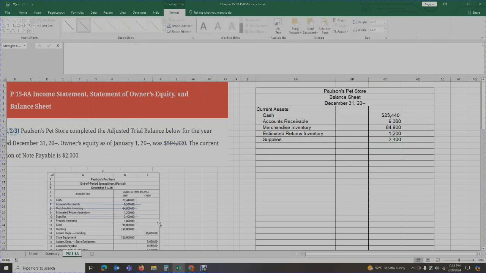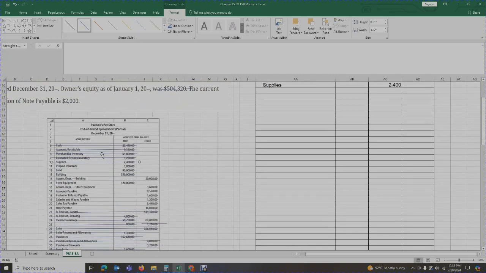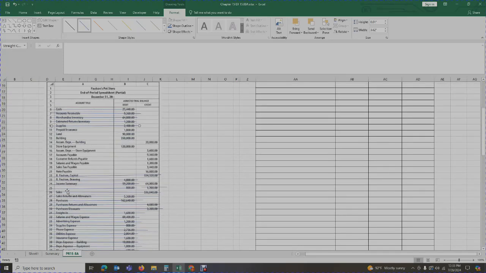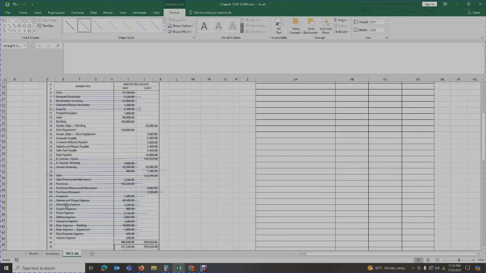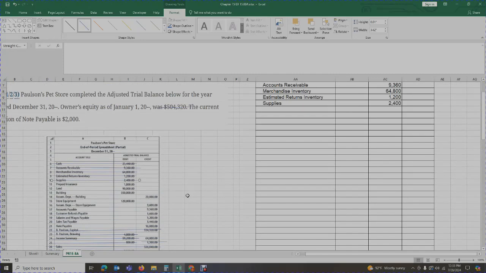And remember, the information is already organized. It's your assets, and then we have your liabilities, the payables, okay, and then we have your owner's equity, your capital, and your drawing. Then you have your revenues, and then you have your expenses. Okay, so the data is already organized for you on the spreadsheet. You just have to bring it in.